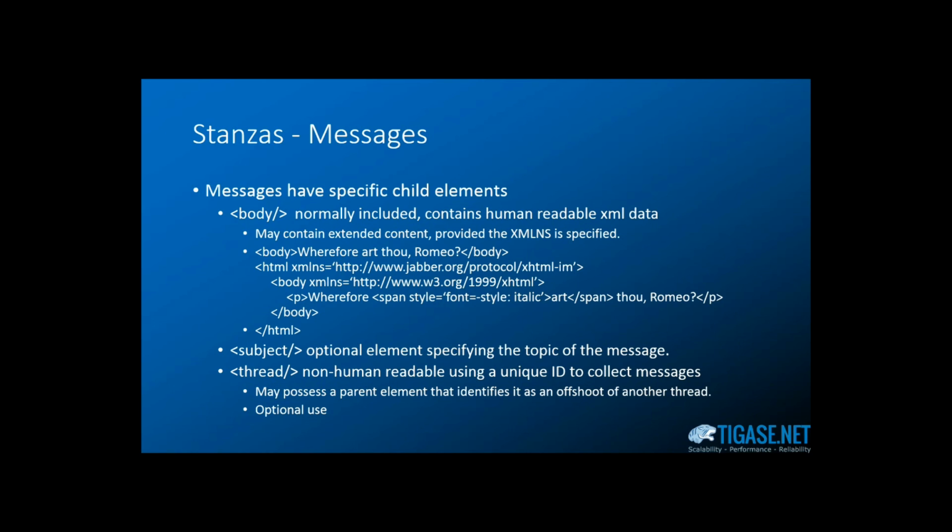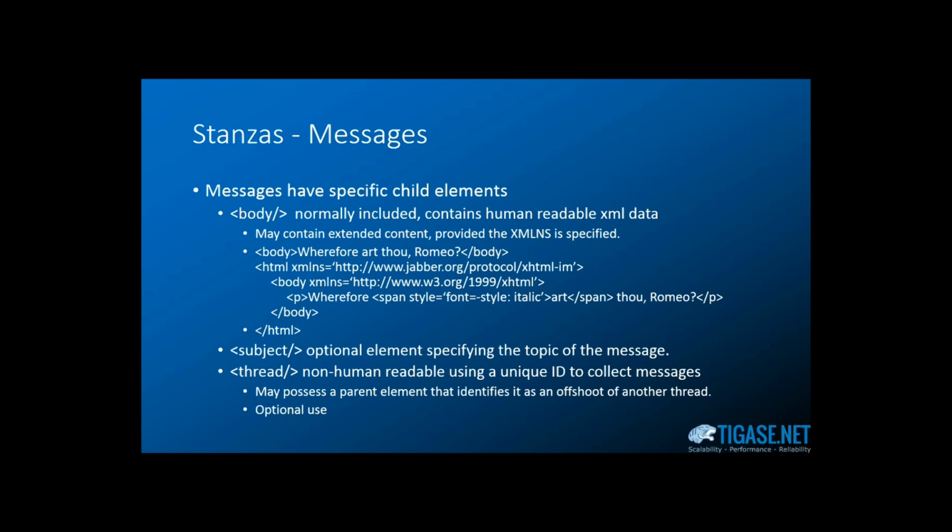Shown here is an example from Romeo and Juliet. We've decided to use extra content using the XML namespace that allows us to use HTML tags to bring more flavor to the actual body element. Firstly is a body element that's included for clients that cannot parse the XML namespace. This is followed by the XML namespace being specified, and then the body content itself, but now using HTML tags to bring more flavor to that content.